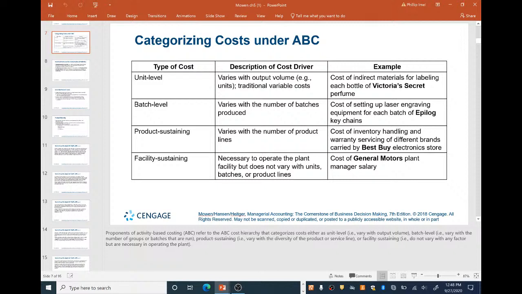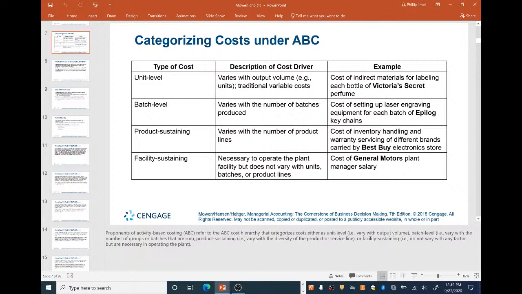Next type of cost being the product sustaining cost. This is going to vary with the number of product lines that are out there within the company. A good example here is the cost of inventory handling and warranty servicing of different brands carried by Best Buy Electronics.